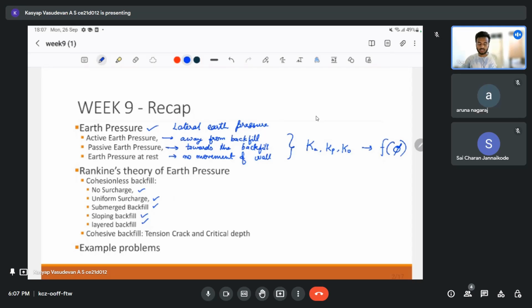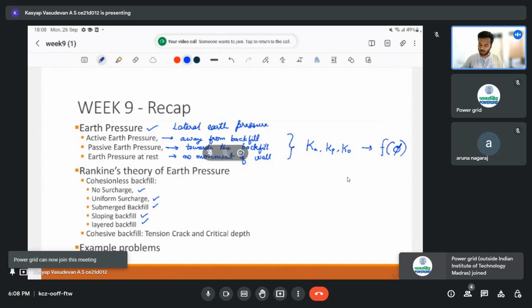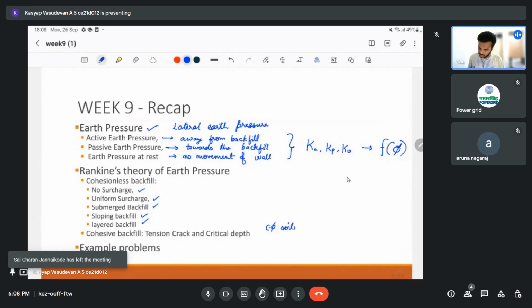Though this is only applicable for cohesionless soil, the theory was also extended to deal with cohesive soils also, that is c-phi soil. When it comes to c-phi soil, a new thing comes into the picture, that is the tension crack. What happens is, if cohesion is present, the soil gets an ability to stand without any support vertically. That depth is called the critical depth.